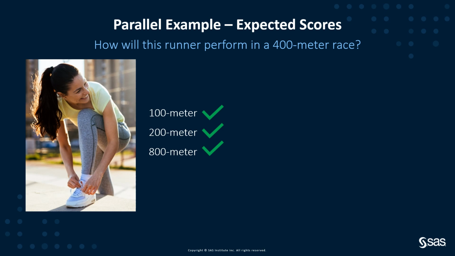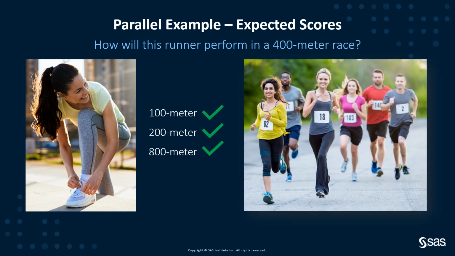So we can take all their times from those races and use them to get a good idea of how they'll likely perform in the 400-meter. In addition, we have data on other runners. We can look at the relationships between how runners performed in the past in the 100, 200, and 800-meter competitions. Then we can look at how those runners have actually performed in the 400-meter. That gives us even more data about how a runner might do.